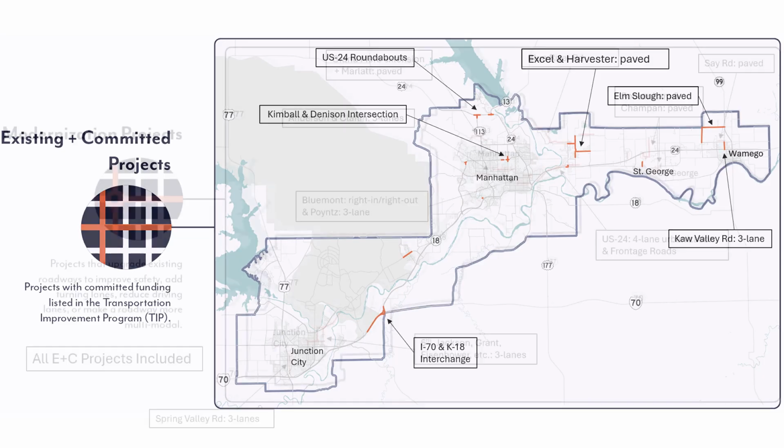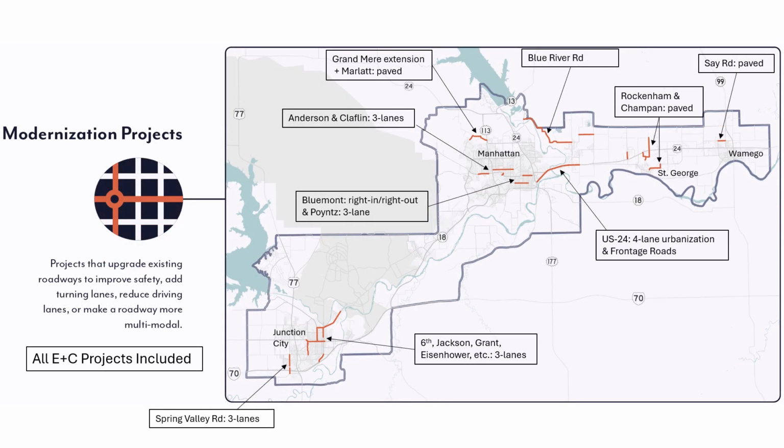The modernization network takes the existing plus committed network and alters existing roadways to improve safety, add turning lanes, or even reduce the number of driving lanes where capacity is not an issue. Junction City projects include the 3-laning of 6th Street, Jackson Street, and Washington Street from 9th to Grant Avenue, all of which are currently 4 lanes.